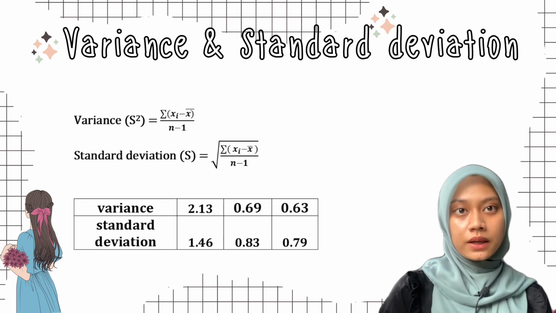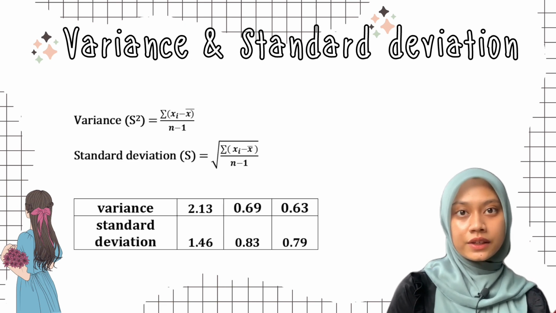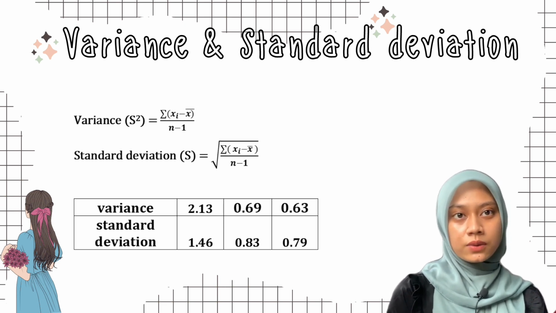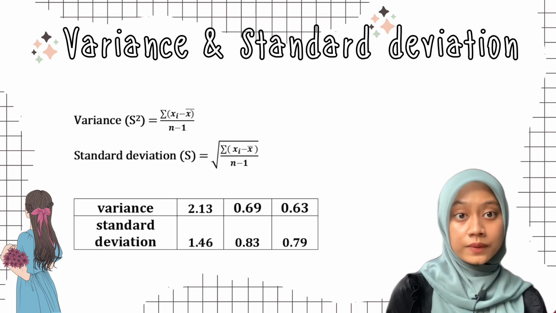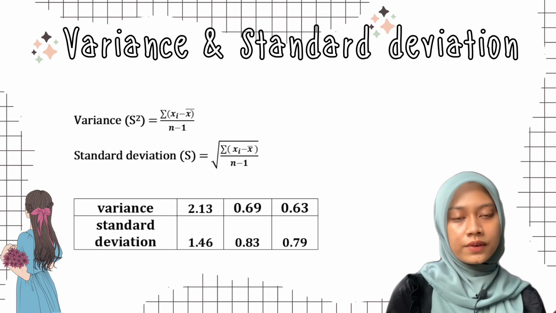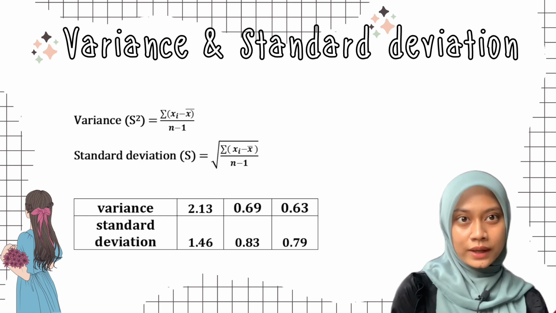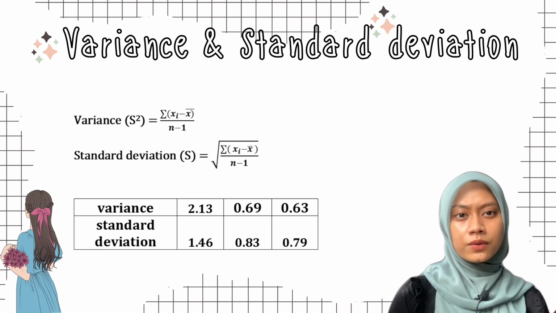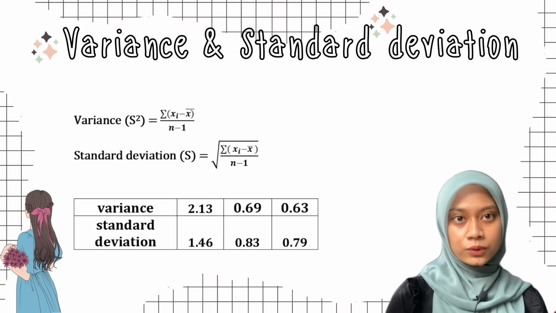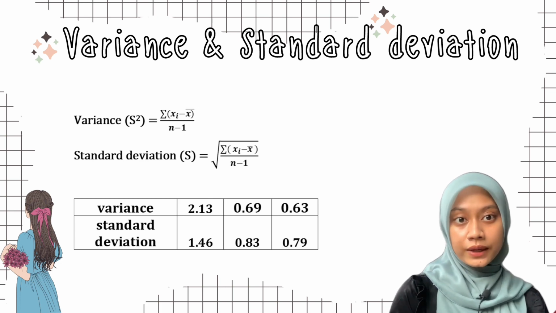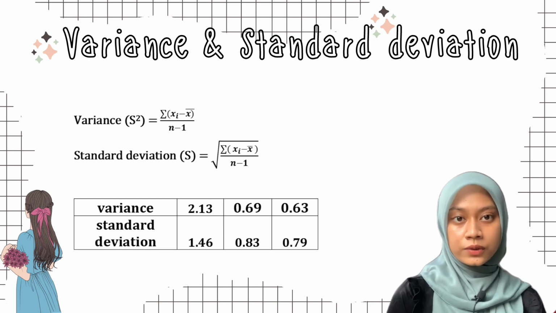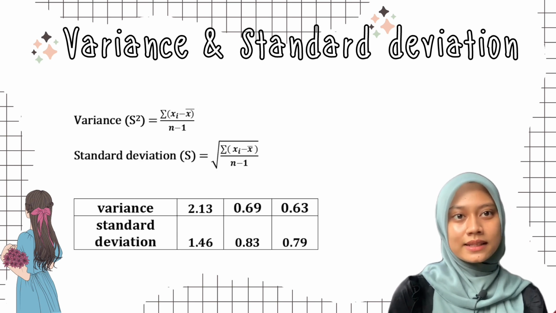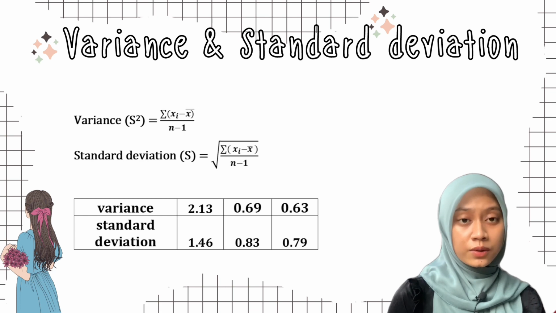For the last part, I will cover variance and standard deviation. Variance is equal to the average squared deviation from the mean, while standard deviation is its square root. Variance for block 1 is 2.13 and standard deviation is 1.46. Variance for block 2 is 0.69 and standard deviation is 0.83. And lastly, variance for block 3 is 0.63 and standard deviation is 0.79.